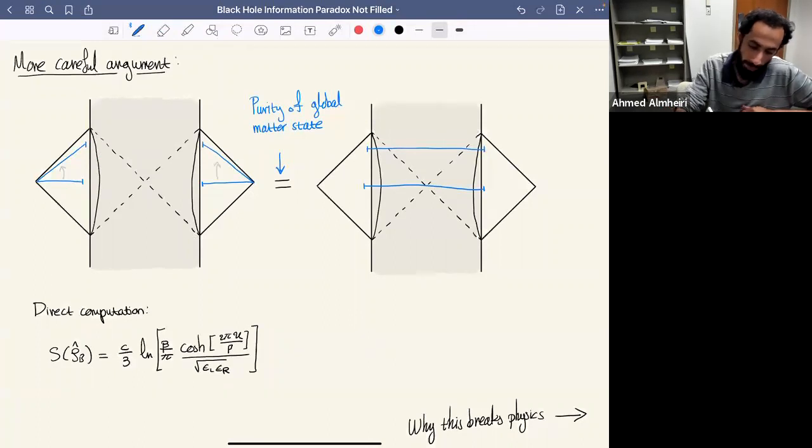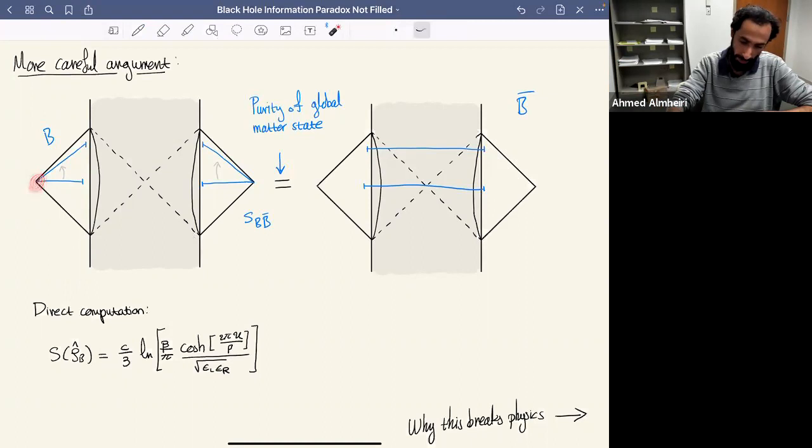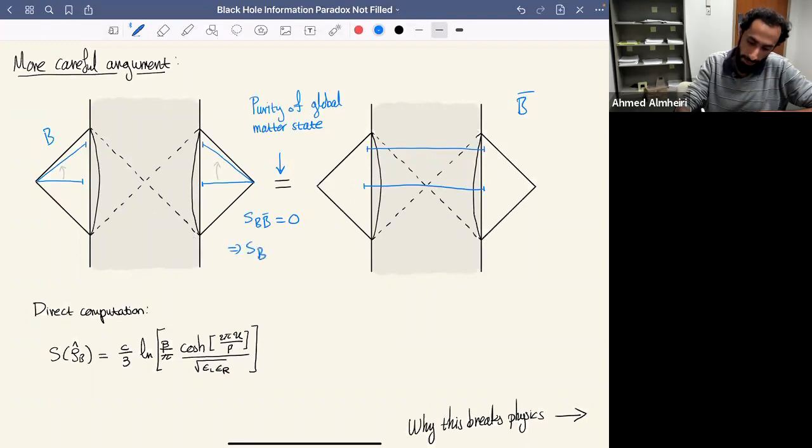You can use the fact that you have a global pure state of the matter fields, which would say that S of B bar, I should define what B bar is. So this is B, this is B bar. B and B bar cover the entire Cauchy slice from one spatial infinity to the other. Because the entire matter state is pure, this is 0, and therefore S of B is equal to S of B bar.